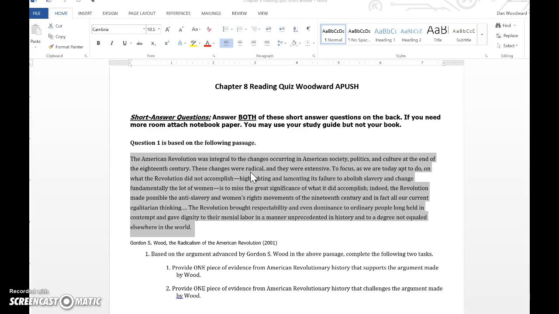One possible example would be the shift in the perception of women. Obviously, they didn't gain a whole lot of rights directly as a result of the revolution, but the perception of women changed, and there's evidence to prove that, and statements that prove that. So you need to pull out evidence like that to prove his argument.